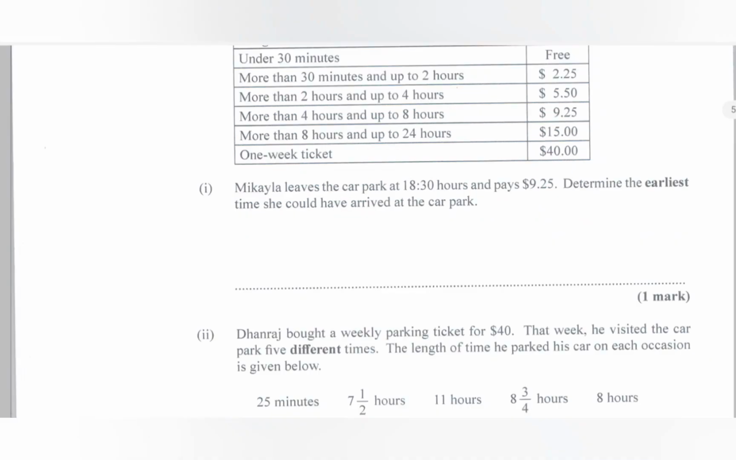Question 1EII. It says Danraj bought a weekly parking ticket for $40. That week, he visited the car park 5 different times. The length of time he parked his car on each occasion is given below.